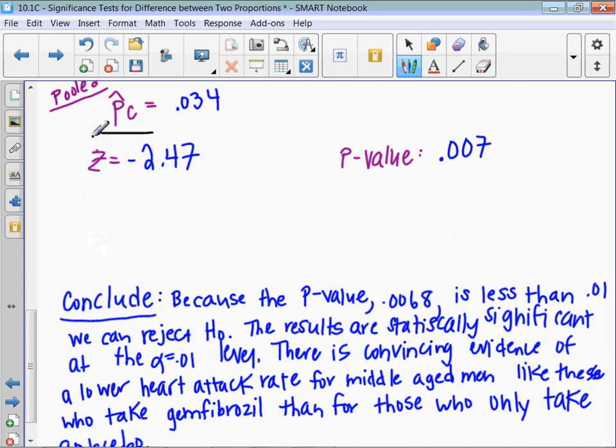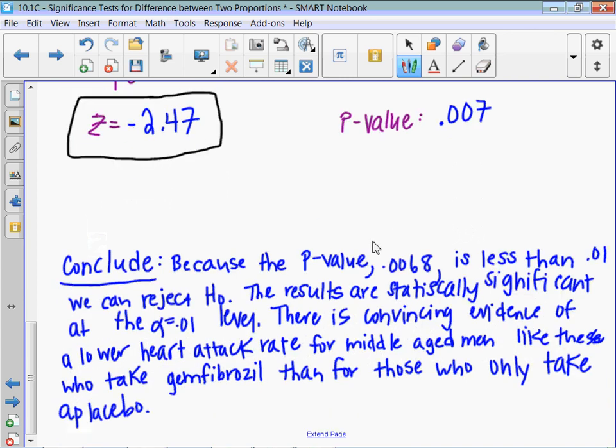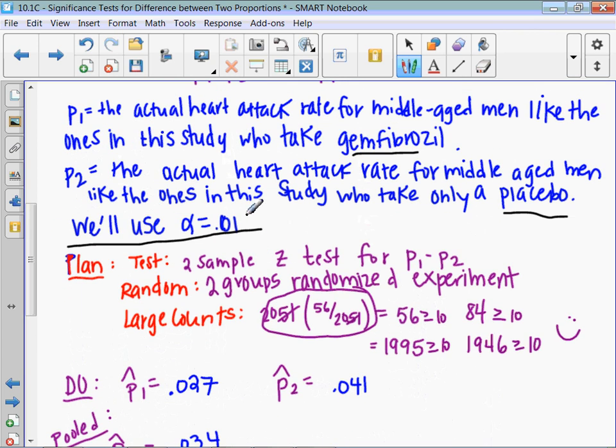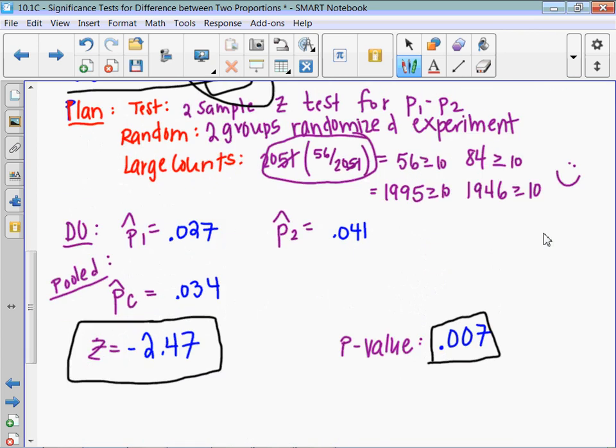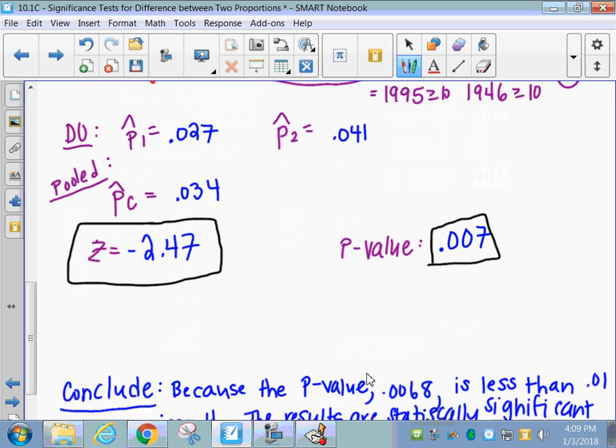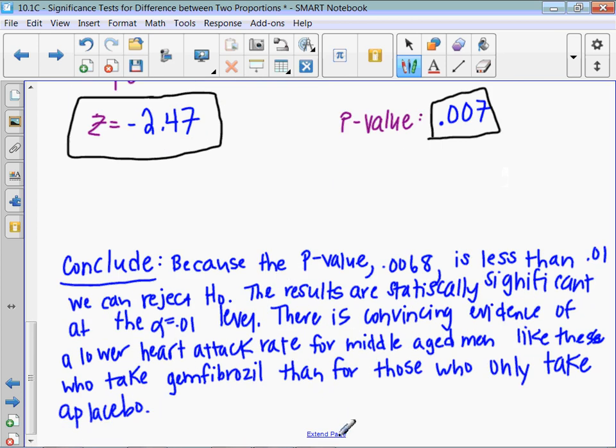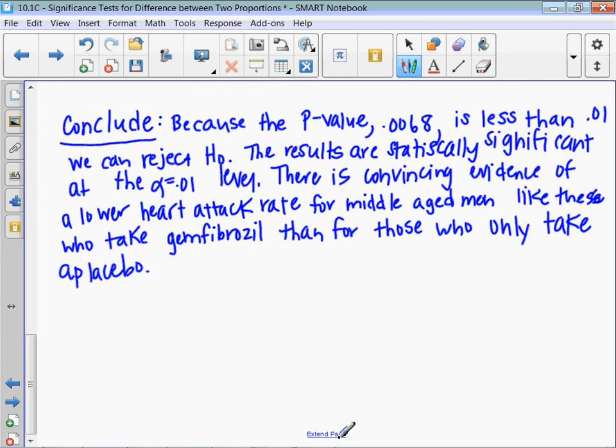All right, again, don't forget how to find this. I will put this on the test. So use your formula. Then we want to look at our p-value and compare it to our alpha. For this one, we're looking at the 1% level. So is this p-value less than that? Yes, it is. Because the p-value 0.0068 is less than 1%, we can reject the null.